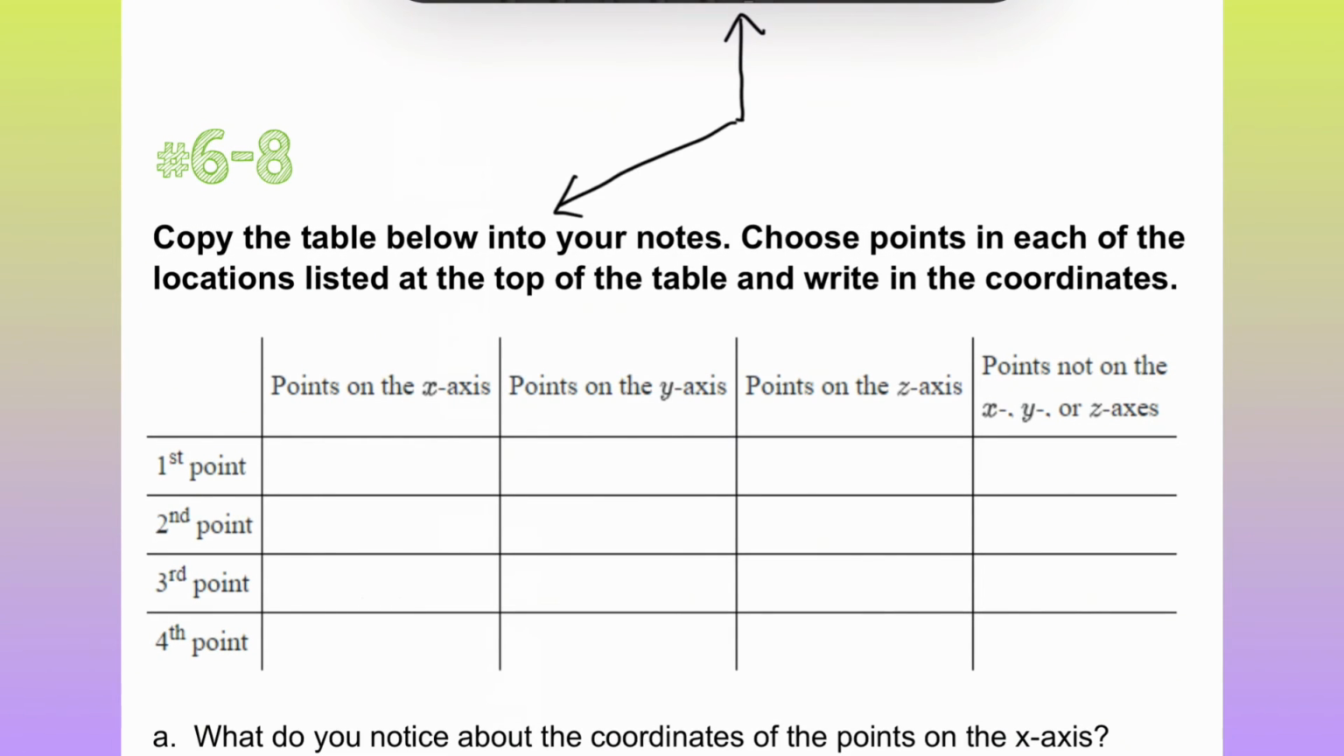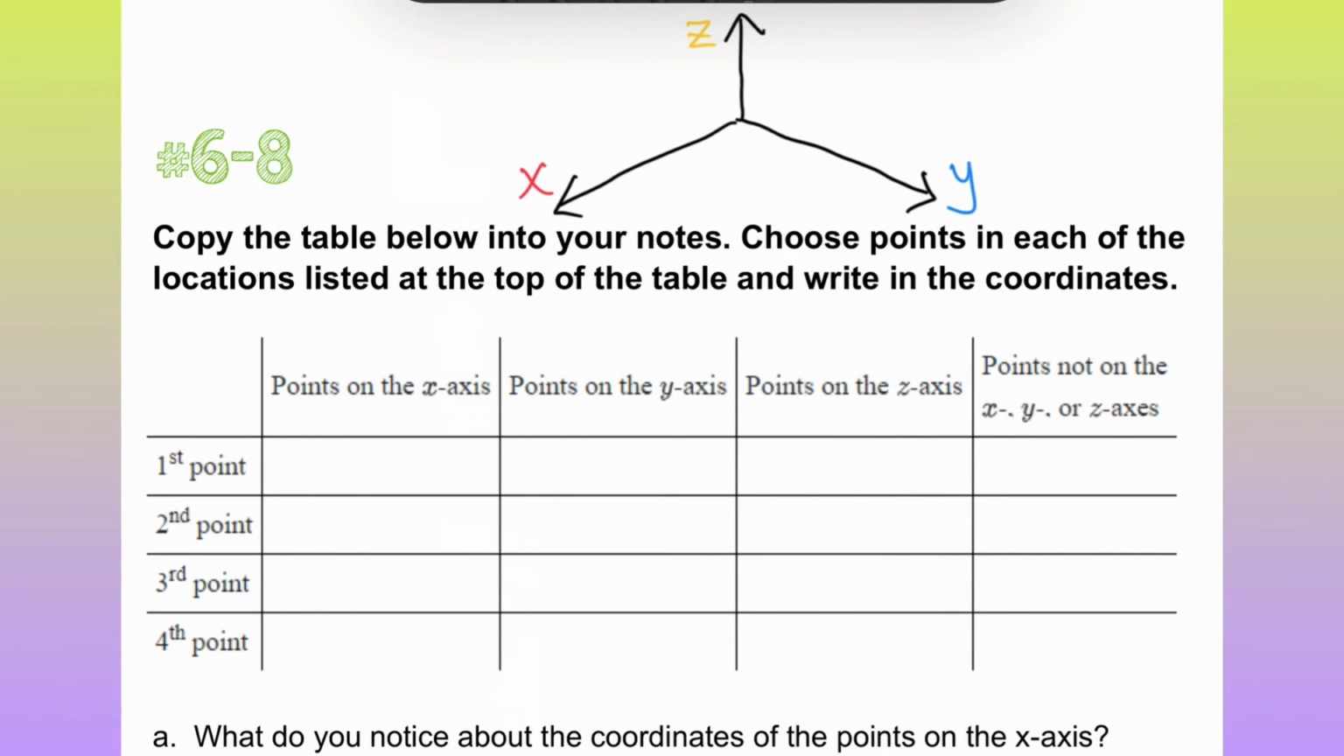All right. Copy the table below into your notes. Choose points in each of the locations listed at the top of the table and write in the coordinates. So I'm just drawing myself a little table at the top there for a graph at the top for a visual.